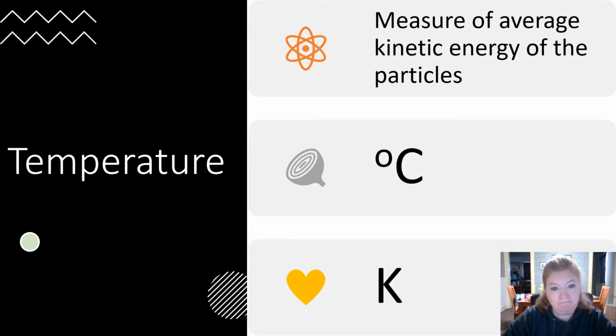For temperature, can use degrees Celsius, can use degrees Kelvin. Remember, temperature is a measure of the average kinetic energy of the particles. I recommend using Kelvin because then you don't have to worry about the mistakes with negatives, but for the heat calculations, it is not required.